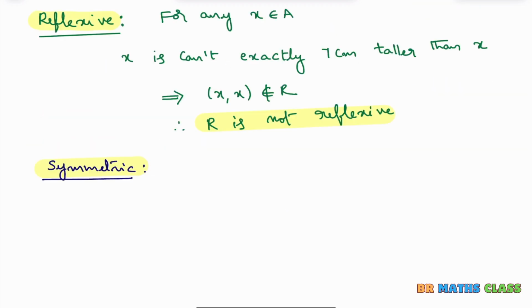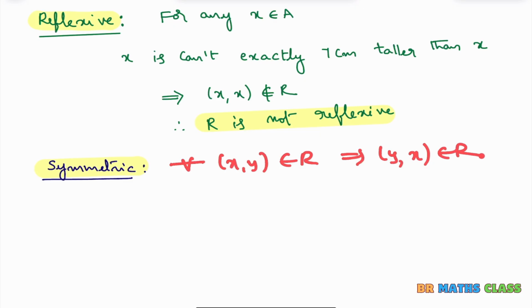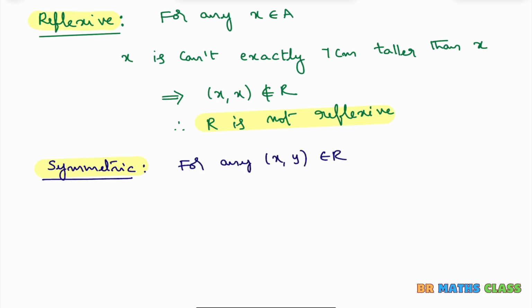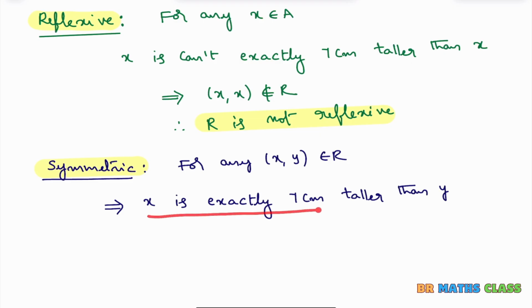What is the definition of symmetric? For any ordered pair (x, y) in the relation, if the ordered pair (y, x) is also present in the relation, then we say that the relation is symmetric. I take one ordered pair (x, y) in the relation. If (x, y) belongs to R, what does it mean? It indicates that x is exactly 7 centimeters taller than y.